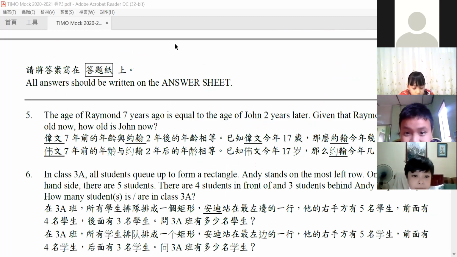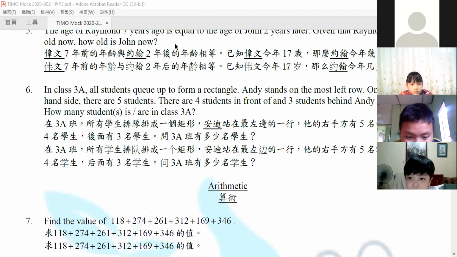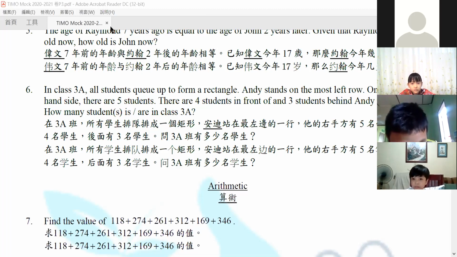We know that Wyman's age 7 years ago is equal to the age of John 2 years later. And we know that Wyman is 17 years old now. So what exactly is Wyman's age seven years earlier, 7 years before? What's his age?